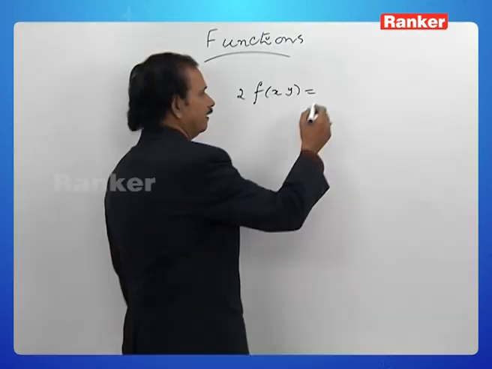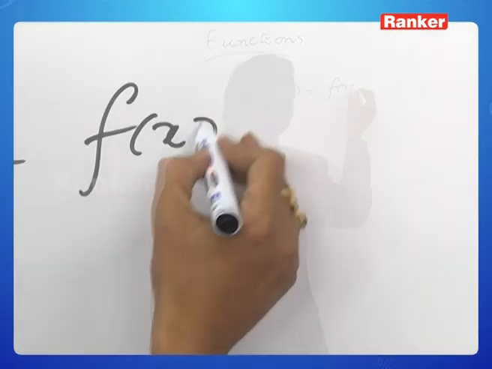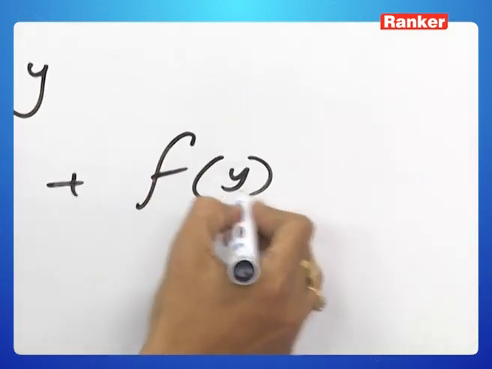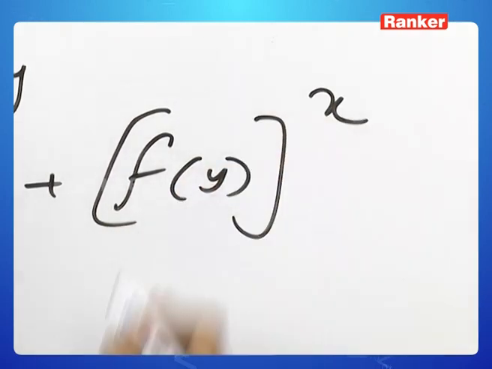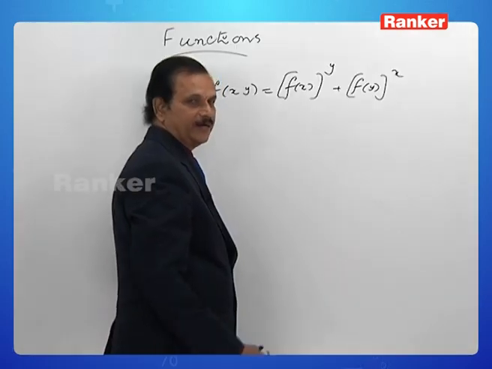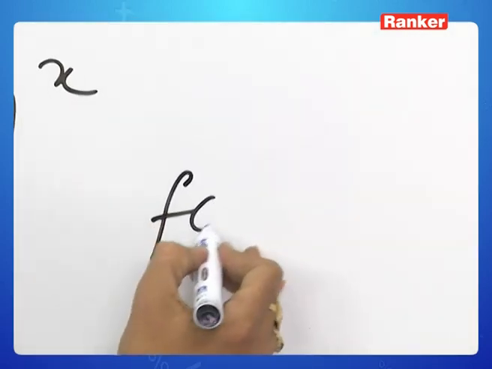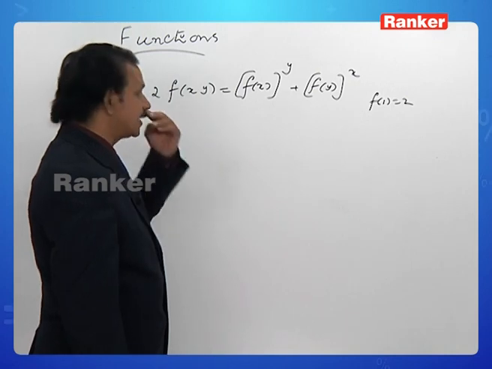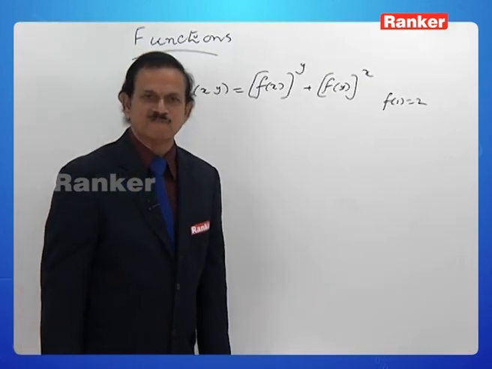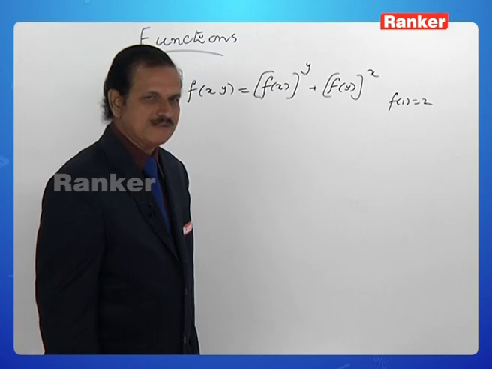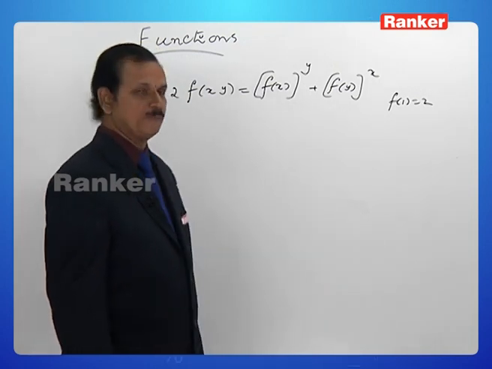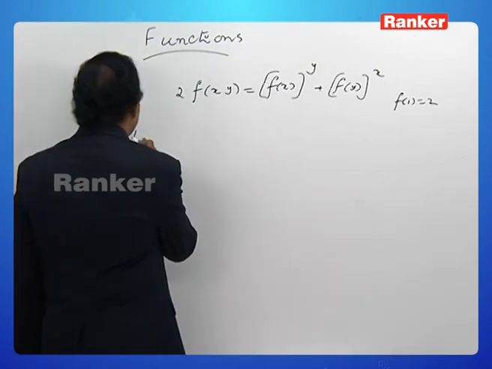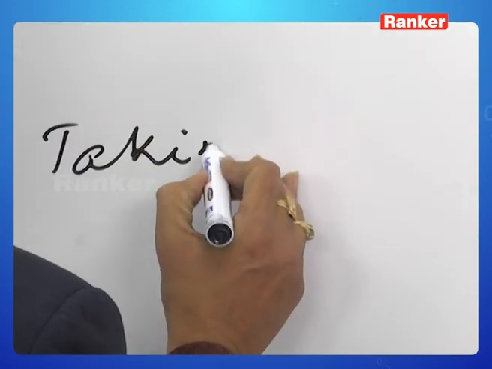The condition given for the function to follow is 2 into f of xy is equal to f of x whole power y plus f of y whole power x. We are given additional information also, that is f of 1 is equal to 2. Let us make use of this condition to trace f of x. It is so beneficial for us to have the value. Yes. Taking y equal to 1, what is going to happen?